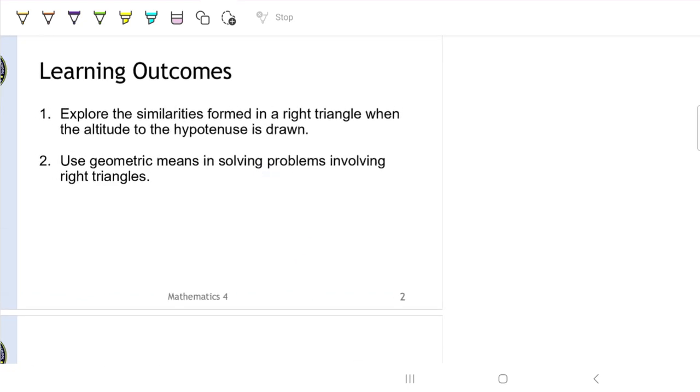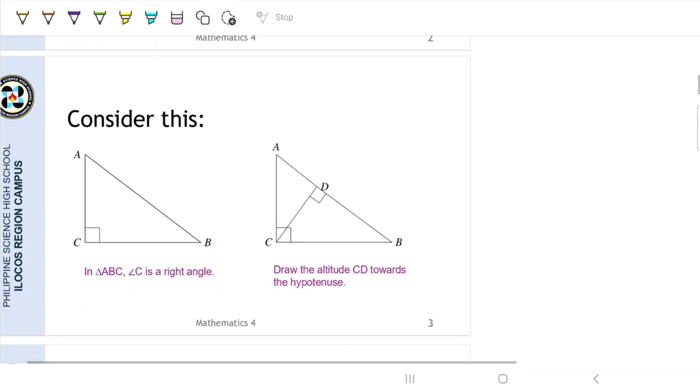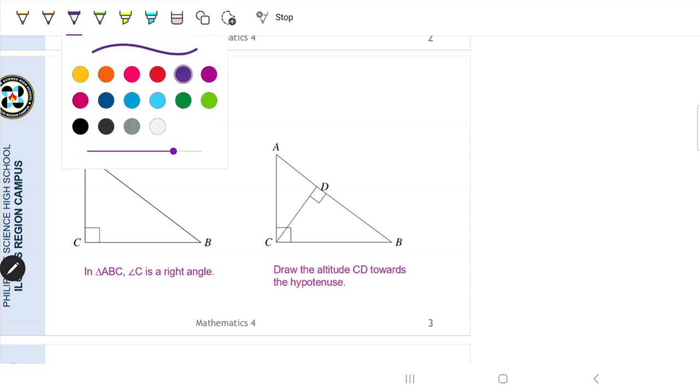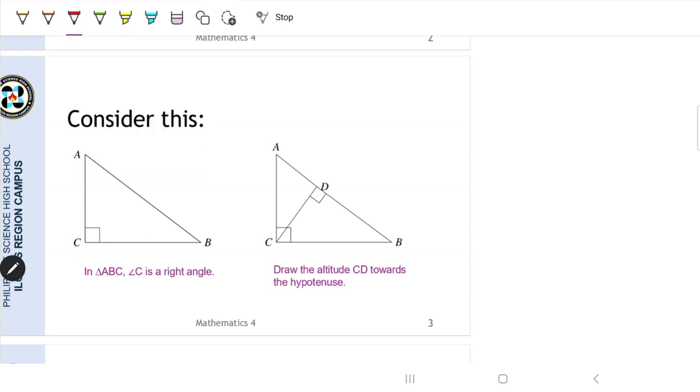So to start with, let us consider this given figure. In this figure, we have triangle ABC wherein angle C is a right angle. Suppose you are going to draw the altitude CD, and this CD is perpendicular to the hypotenuse of the triangle, which is AB.